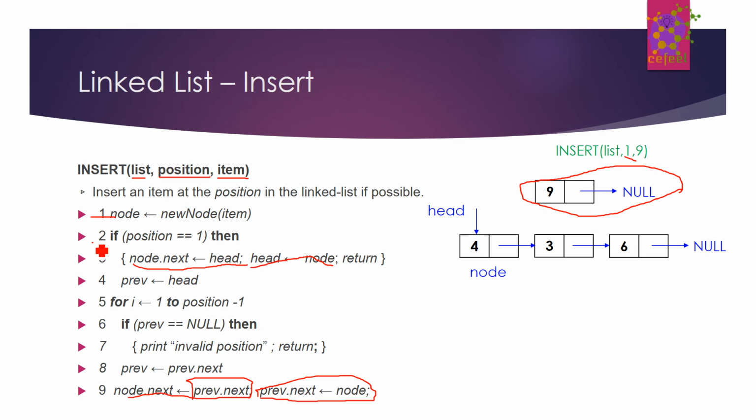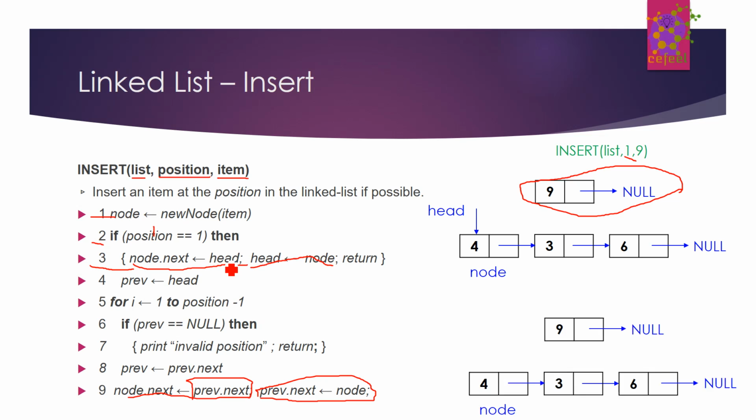In step 2 we check if position is 1, which is true because in our case we want to insert at 1. So this is a special case, and we just go to step 3, wherein we make the node's next point to head. So how does it look? Let's say 9's next will now point to 4, which was our previous head, and then head will now point to our new node, and then we are done. So this is a special case for inserting node 9 at the first position.